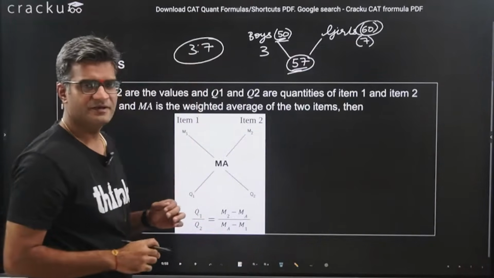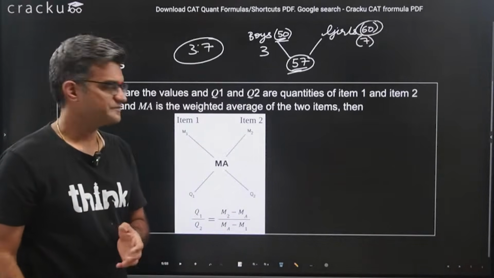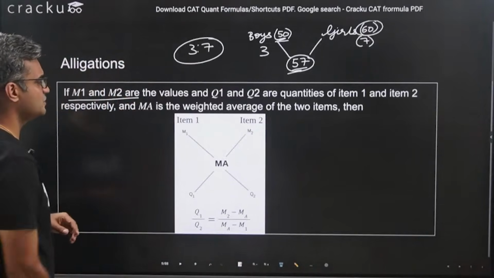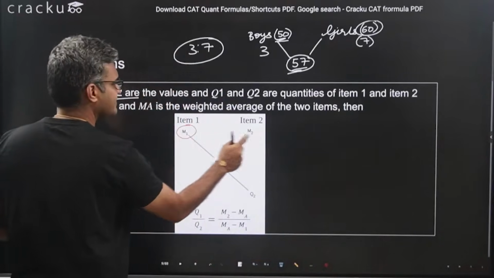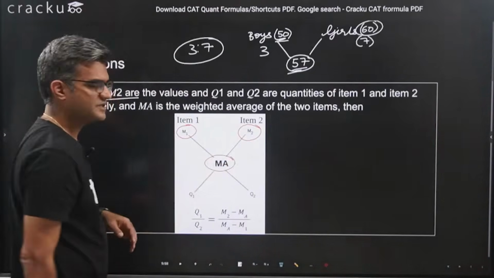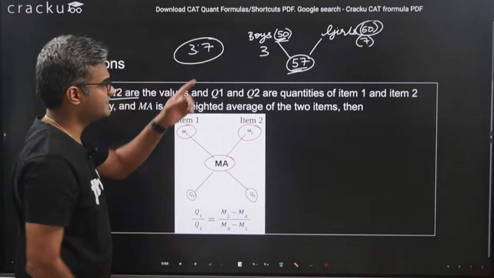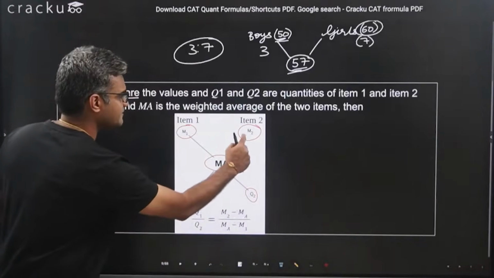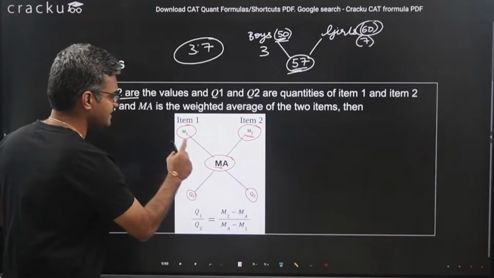It is a quick way of finding out the ratio between two different quantities if you are given the average, which is basically what is told over here. If M1 and M2 are the values of quantities Q1 and Q2, that is, we have M1 over here and M2 over here, and when you mix both of them you get an average MA, then the ratio of the number of Q1 to Q2, basically what we did earlier, the ratio of boys to girls, is M2 minus MA. From here you are subtracting this. Remember, we interchanged it, and for Q2 it is MA minus M1.